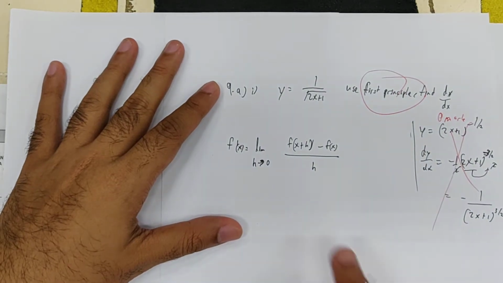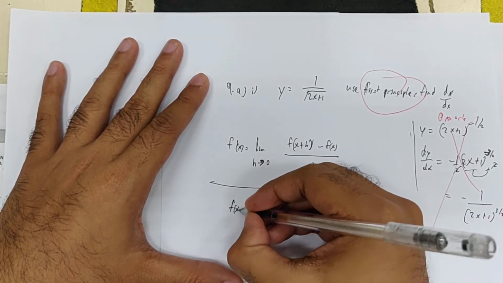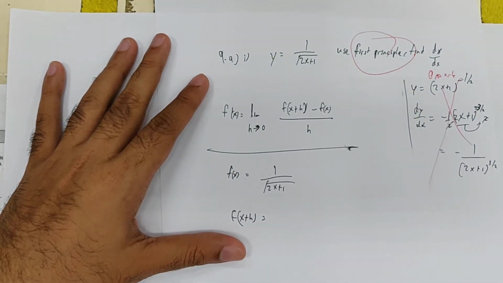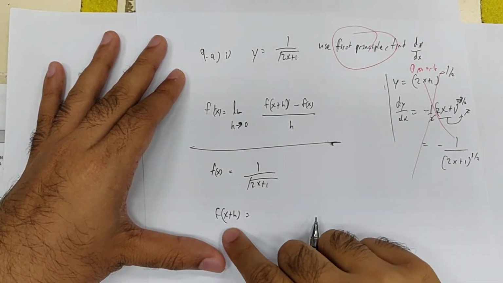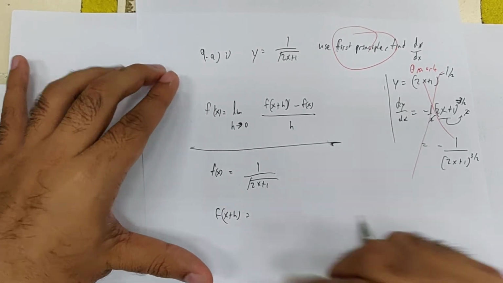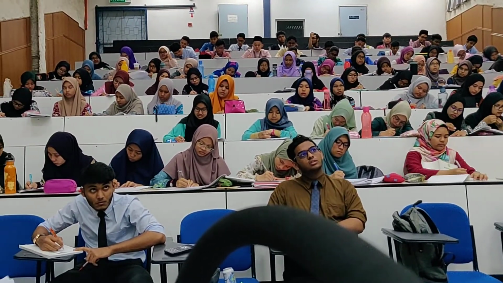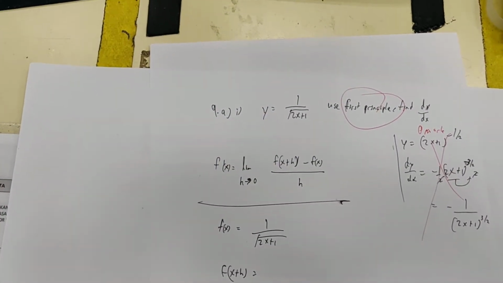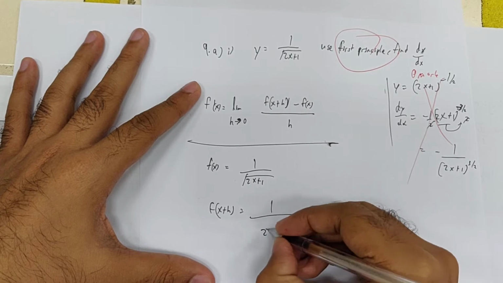Okay, so when you see this question, relax. First and foremost, you need to calculate what is f(x plus h). So f(x) is this one, 1 over the square root of 2x plus 1. So what about x plus h? Okay, you try first. I give you 10 seconds to try. What is f(x plus h)? Concentrate. You got the same? 2x plus 2h plus 1.